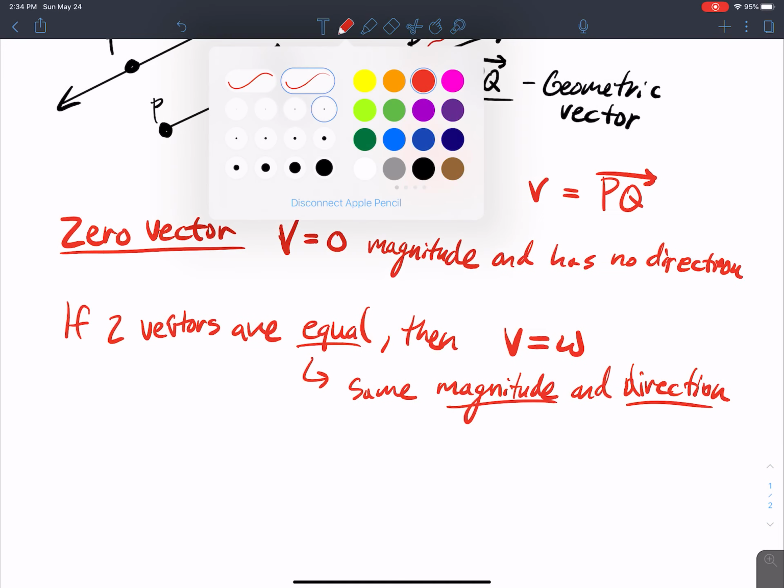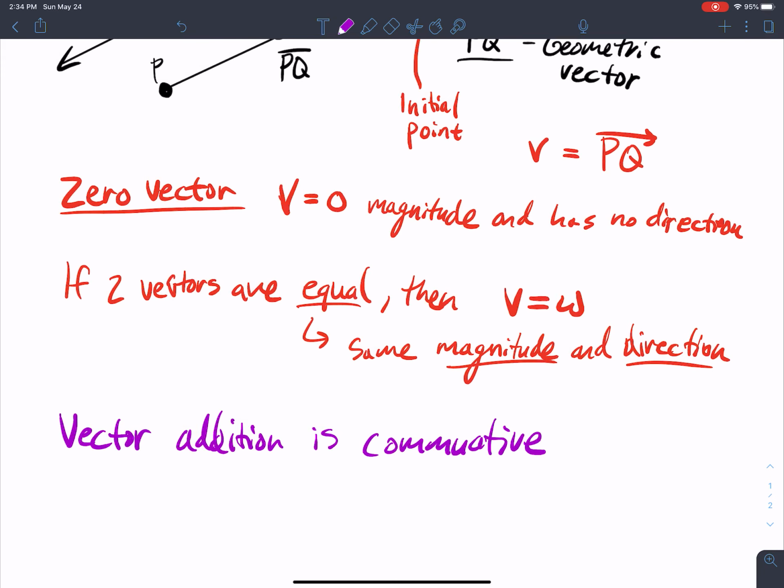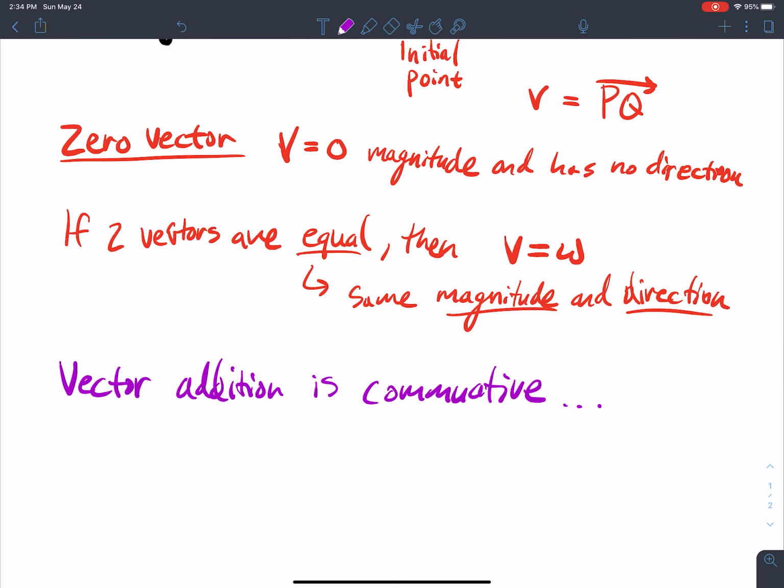Now, addition, so adding vectors. Vector addition is commutative. What does that mean? V plus W equals W plus V. The order in which we add does not matter.